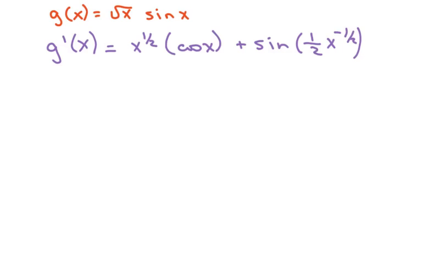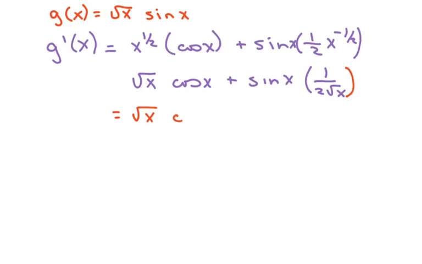And then you write all this out, and you're going to get square root of x times cosine of x plus sine of x, and this is going to be 1 over 2 square root of x. Now we want the common denominator. We could just leave it like that if you want. So you want to make it a little nicer. Let's put this in front.